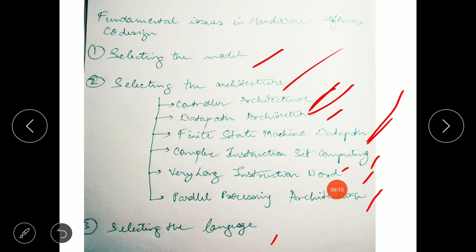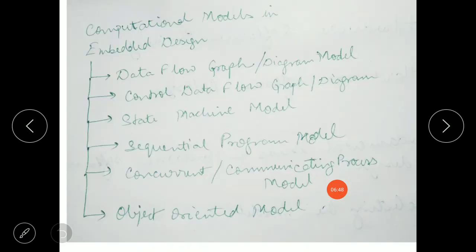Then the next issue is selecting the language. A programming language captures a computational model and maps it into the architecture. A model can be captured using multiple programming languages like C, C++, C#, Java, etc. for software implementations, and languages like VHDL, SystemC, Verilog, etc. for hardware implementation. Next, I am going to discuss the computational models in embedded design.